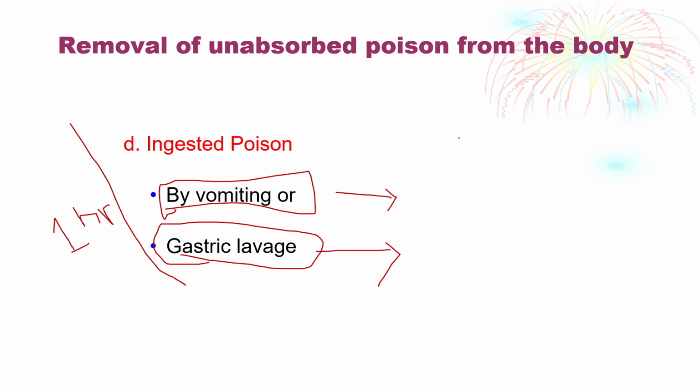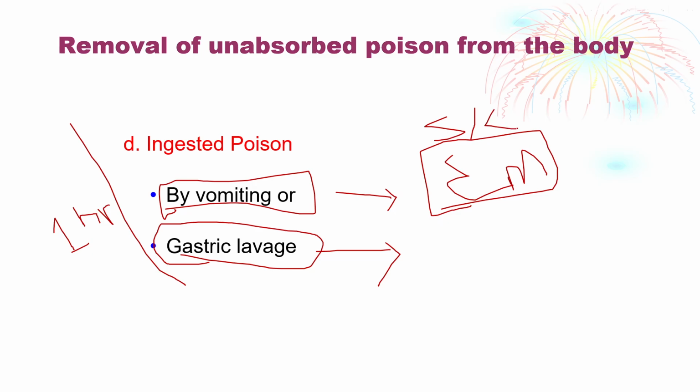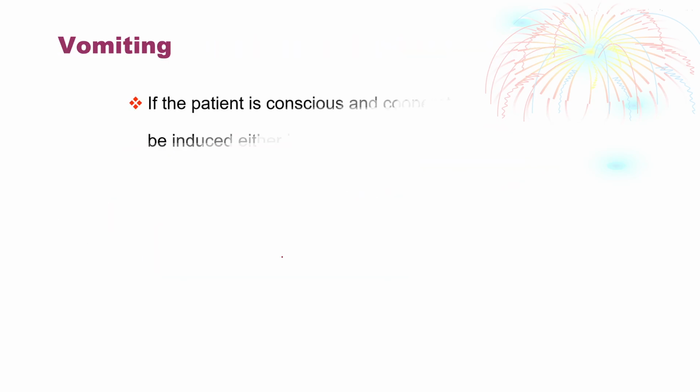How can one produce the vomiting? By giving the emetics. Emetics are the drugs that will produce the vomiting. The most important emetic is apomorphine. Apomorphine is given subcutaneously, and that induces a high amount of vomiting. And we are going to discuss the gastric lavage in a separate chapter. What is gastric lavage? What are the indications? What are the contraindications?